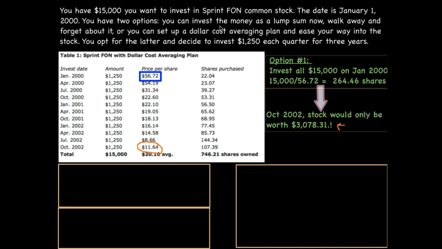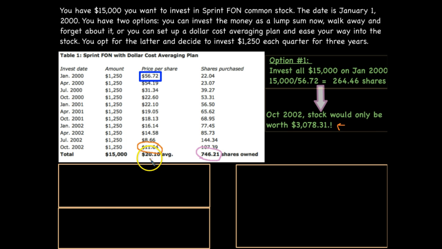Let's look at our second option, the one that we plan to do. We'll invest $1,250 each quarter for 3 years. And that's what this table shows. $1,250 invested in January. And then if we divide, we get how many shares we purchase each time. So $1,250 divided by 56.72 got us 22.04 shares. And if we do that each quarter, all the way through October, we can find the number of shares that we purchase each quarter. Adding those up, we get a total of 746.21. That's how many shares we own after this time period.